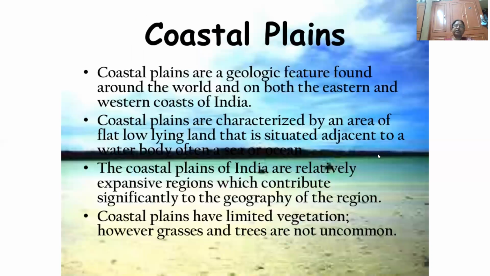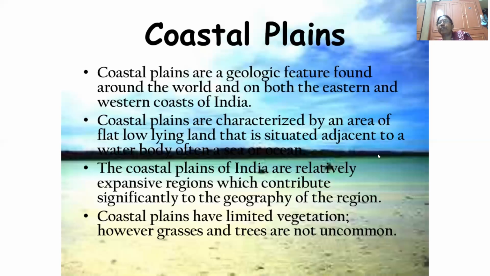coastal plains of India. The coastal plains are a geological feature found around the world on both the eastern and western coast of India. India is a landmass which is having water on all the three sides, and so it is called a peninsula. We have the Bay of Bengal, Arabian Sea, and Indian Ocean on all the three sides. These coastal plains are characterized by an area of flat, low-lying land that is situated adjacent to a water body, often a sea or ocean.